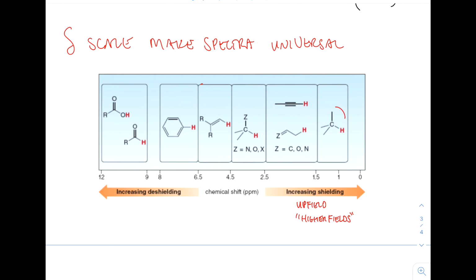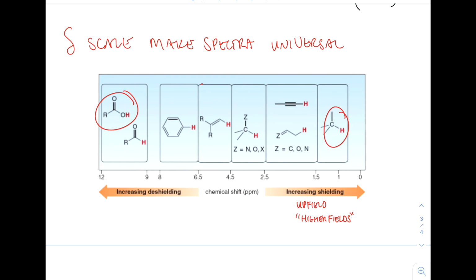We have the things with more electron density on the right, and then, for example, that proton on that carboxylic acid, I mean, it's an acid, right? So it's viewed as like an H plus, meaning it doesn't really have much electron density on it, and so it's going to be really far downfield and highly de-shielded.